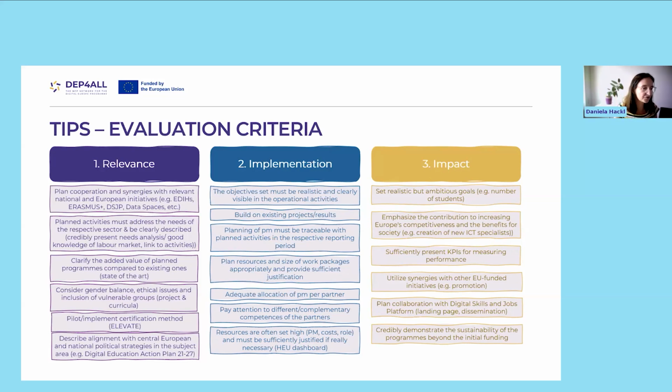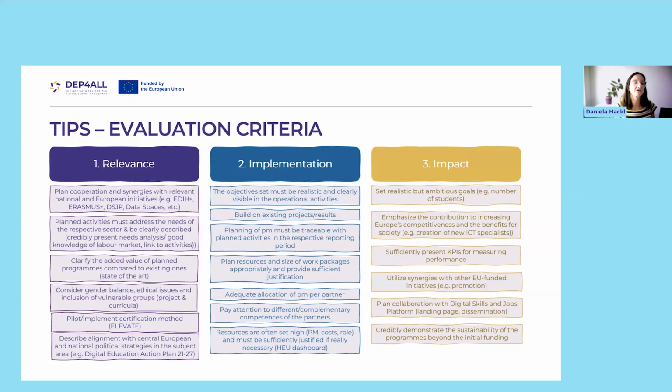So you really have to describe the alignment with European and national policy strategies in the relevance area of your proposal. You also have to clarify the added value of the programs you are implementing, specifically the Digital Skills Academies in your project. So why are you doing the new programs? You need to find out what the gap is, and that's the reason why you design and implement those new programs, for example.